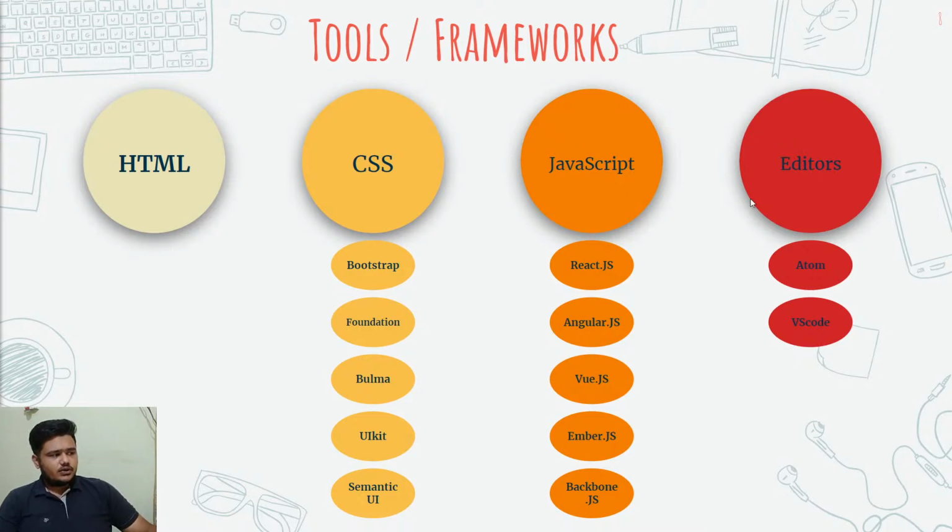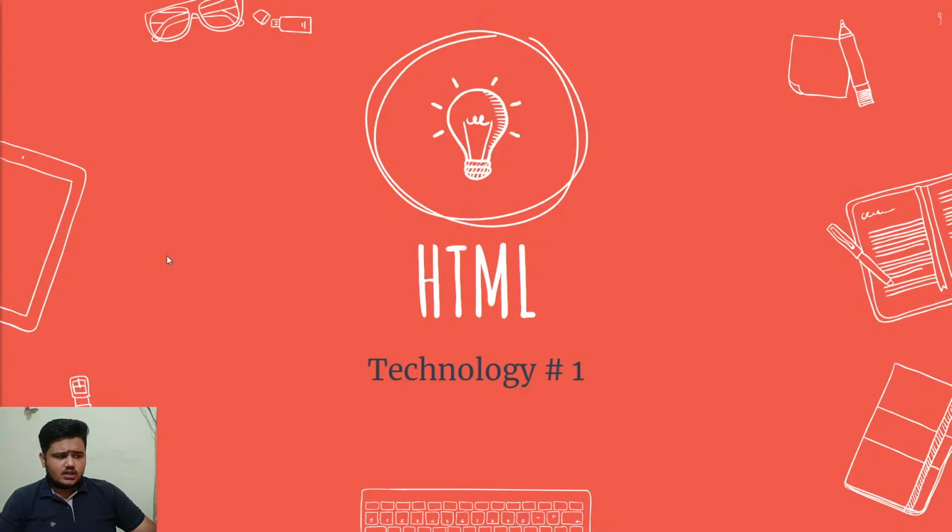These are the basic tools that we use while writing our script or our code. So in editor we will be looking into 2 open source code editors, that is Atom and VS Code. So moving forward from here, let's start the topic with HTML. This is the first technology that we are going to understand. And let's have a look what exactly HTML is.